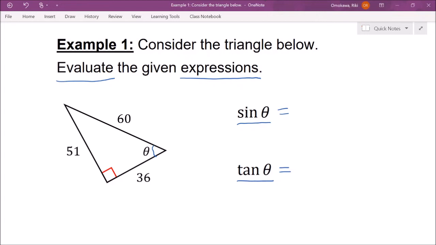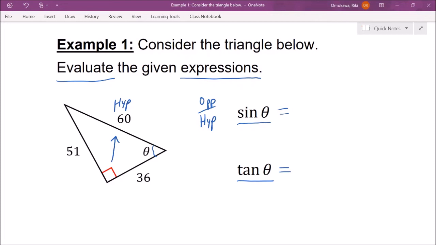Because if you remember SOHCAHTOA, sine is what? Sine is opposite over hypotenuse. And then we have those sides over here, right? And by the way, we should start off by establishing what those sides are. Let's see, hypotenuse is across from the 90-degree angle, so that would be 60 is the hypotenuse.